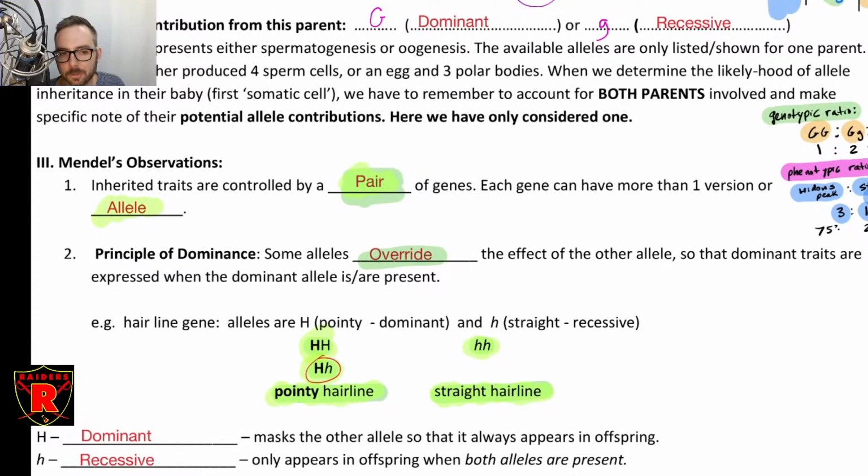So first of all, something that we've already discussed and that you know is one of Mendel's observations. By the way, these are the original tenets of genetics. This is sort of the origin of understanding genetics as a science and heredity as a science. They're called Mendel's laws. So the first one is that traits are controlled by a pair. You have 2 alleles for every gene.